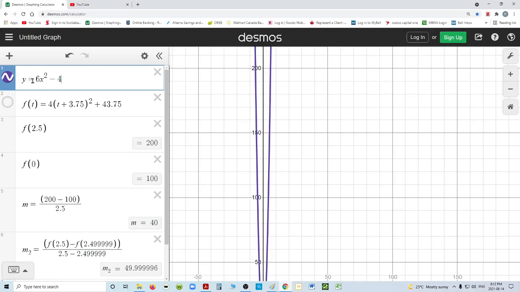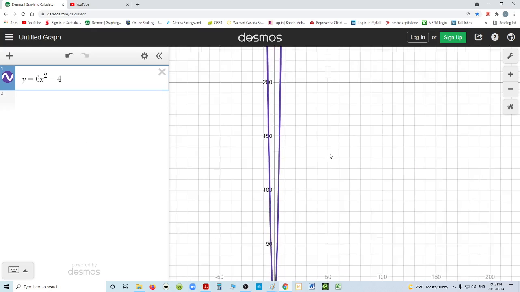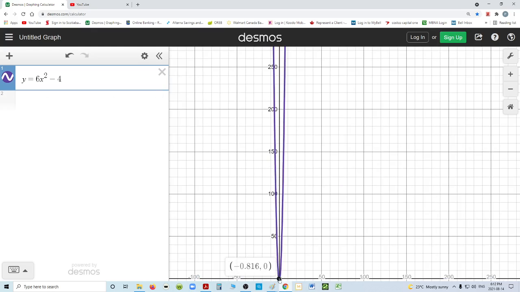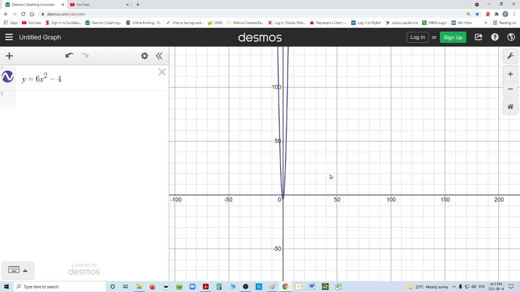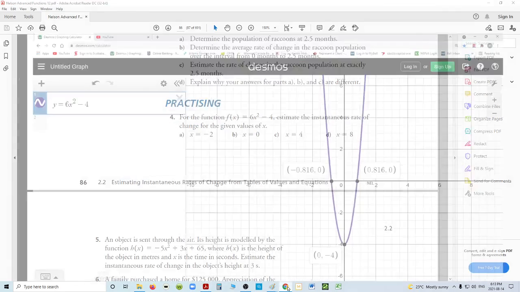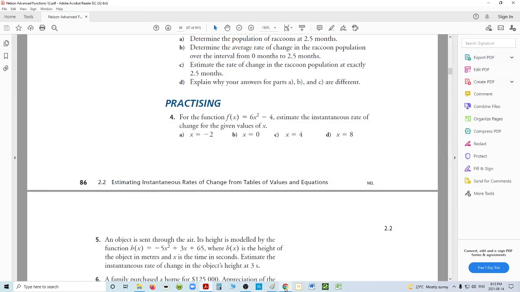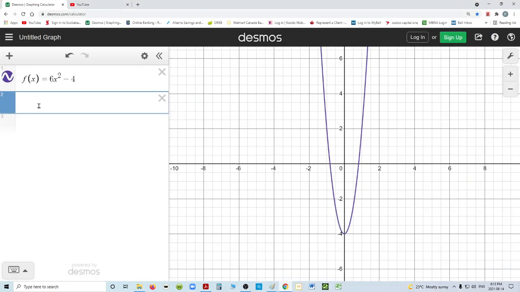First of all, let's get rid of all this. And there we go. We're looking at a parabola that starts way down here at -4. Okay, and it has x-intercepts there and there. All right. Now let's also make it f of x and stick with f of x instead of y. Okay, what are the points they're interested in? When x is -2, x is 0, x is 4, and x is 8. Let's look at these points first.